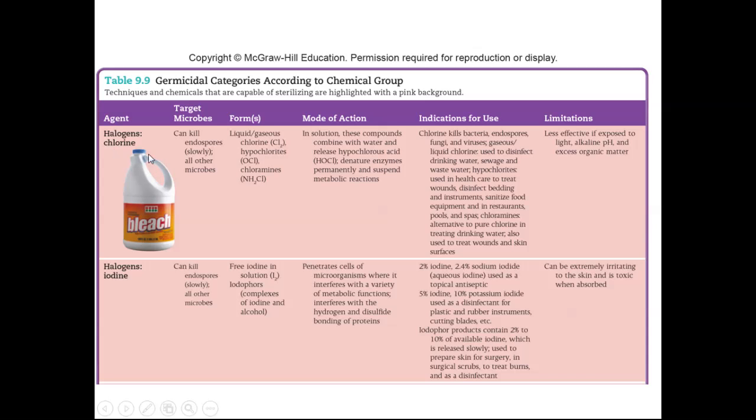So if we look at bleach, it is a halogen disinfectant. Both chlorine and iodine are in group 17 on the periodic table. They are halogens. So they have 7 valence electrons and are very aggressively seeking that one additional valence electron. These halogens are capable of destroying both vegetative and endospore bacteria, depending on the concentration and the length of exposure.